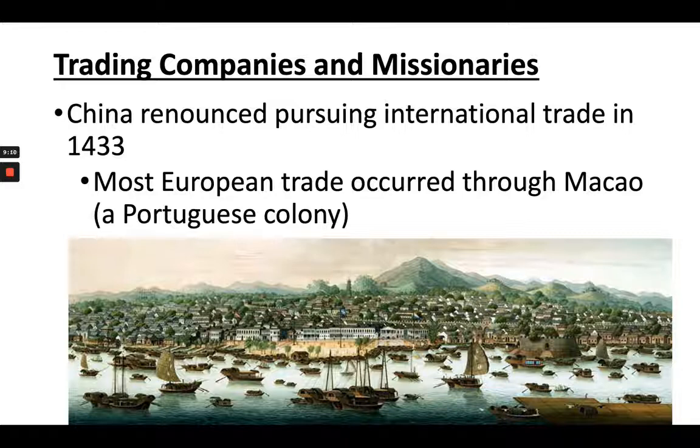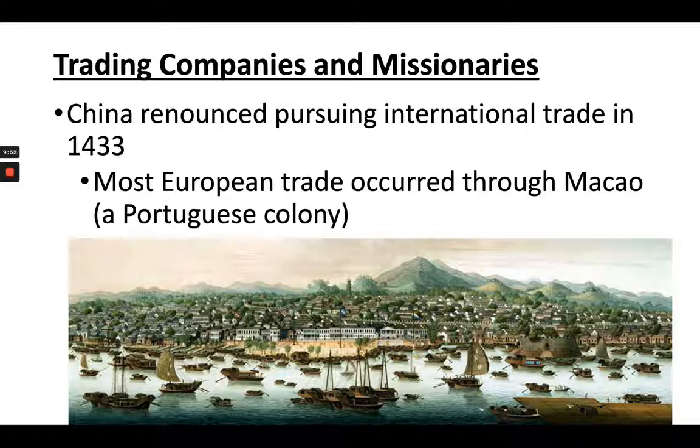So after Emperor Yongle and the brief exploration of Zheng He, you see that the Ming Dynasty renounced pursuing international trade in 1433. So this means China said, we're not going to go out and look for international trade. If other people want to come to us, that's one thing. So with that, it means that they do not allow European merchants into most of their ports. So most European trade will occur through the island of Macau, which is actually owned by Portugal. They conquered it.